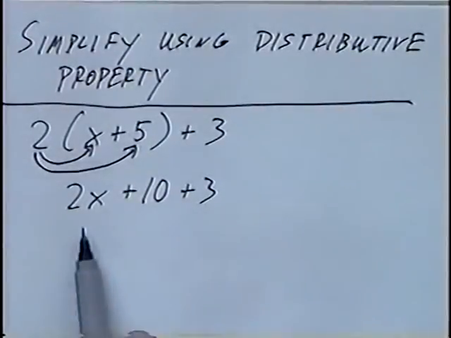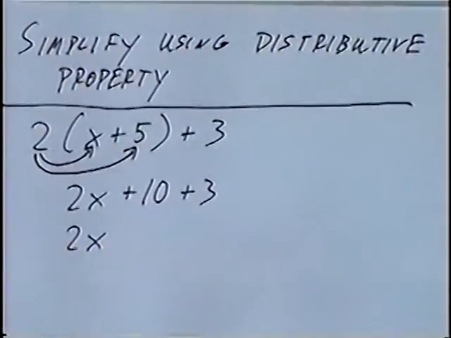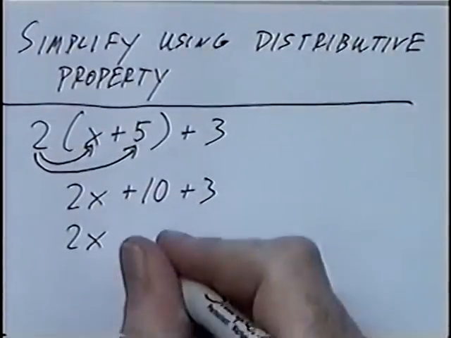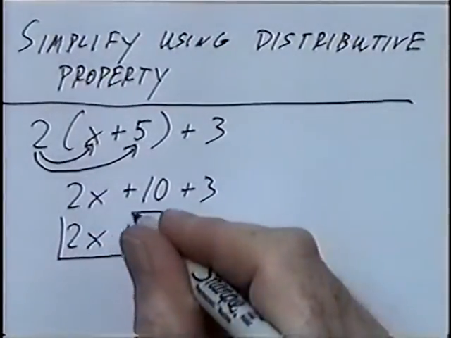After you distribute, you want to check to see if you can combine any like terms. 2x would stay the same. And the numbers 10 and 3, we can add those together to get our final answer, 2x plus 13.